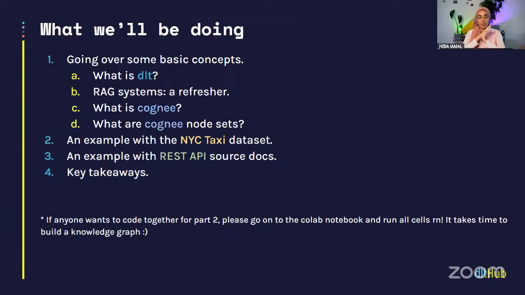Just FYI, if you want to code together for the first example, I would suggest that you go and run the entire Colab right now without really going through it, because it takes time to build a knowledge graph. If you would like to, just start running it right now, so by the time we actually get to it, you already have your own little knowledge graph built. If anyone wants to do that, please do so.